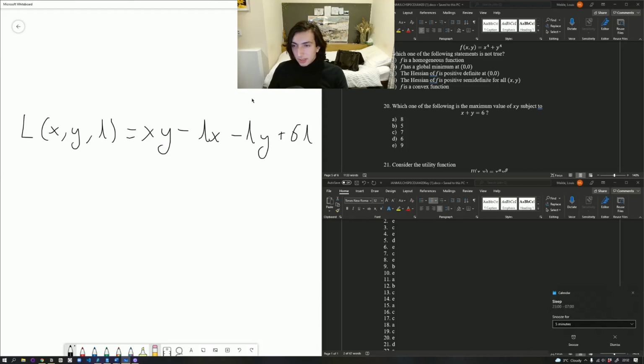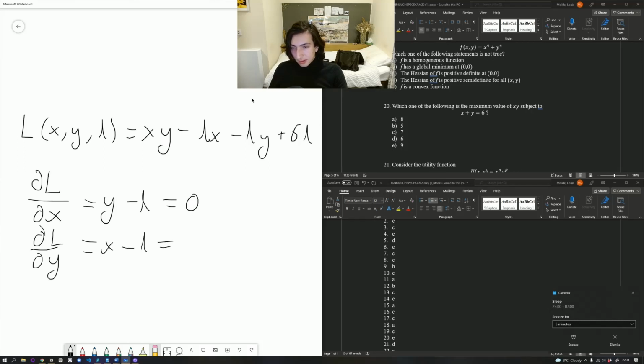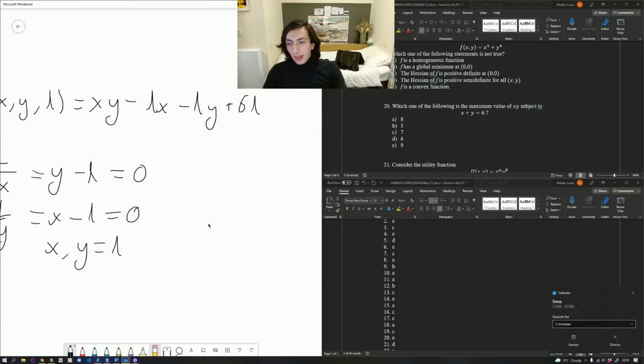So we have this function here, and we take the partial derivatives of the Lagrangian. We get y minus lambda equals 0, as we know from this method, and x minus lambda equals 0. Thankfully then, x and y both equal lambda. Now we can resubstitute lambda back into our constraint, and we get lambda plus lambda equals 6. So lambda must be equal to 3. There we go.